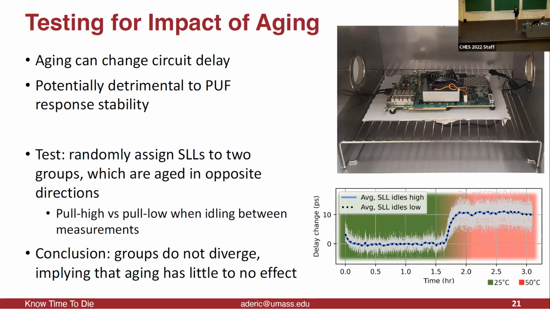What we tried to see is whether the averages of those two groups would diverge. What we found is that that doesn't happen. So in our case, we can say that aging does not really have any effect on our design.